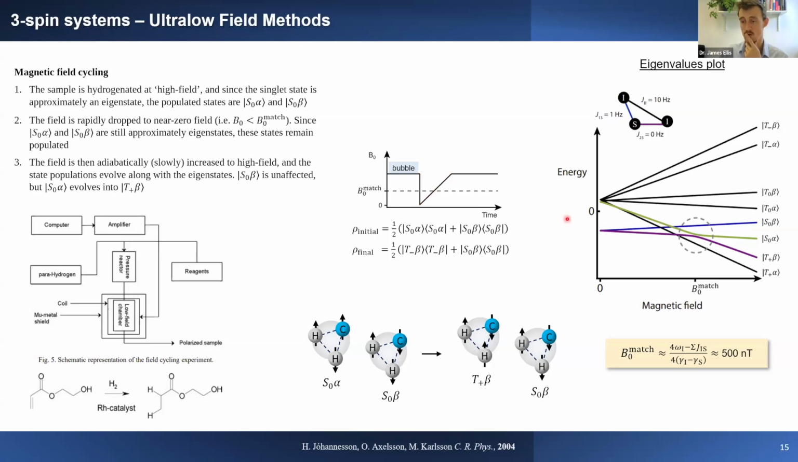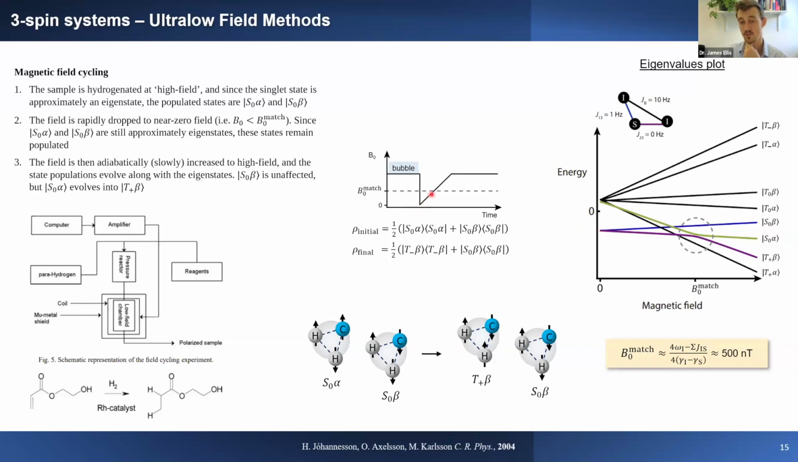Okay, and what happens when we do that? We start out with all of our population in these two singlet states. We know that because if we've hydrogenated the molecule like this with parahydrogen, we know that the two hydrogens are in a singlet state. And so our populated state should be singlet alpha and singlet beta, essentially at 50-50 population because the carbon spin is not polarized. So if we have all of our population split equally between these two states, and then we rapidly drop the magnetic field to zero, the populations remain in those states, and so our populations are here.